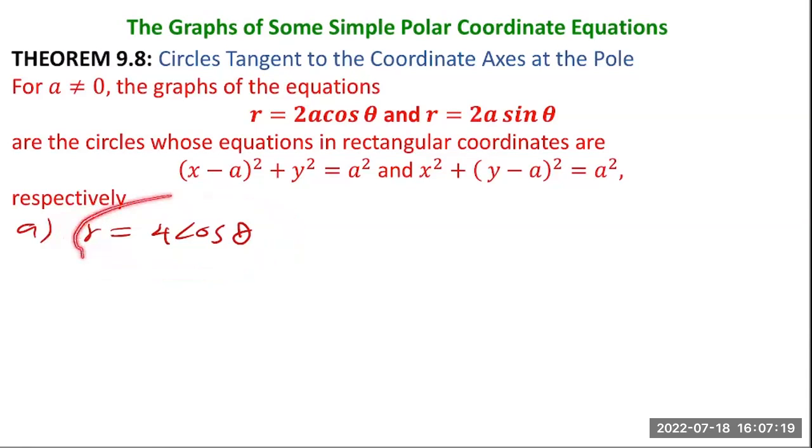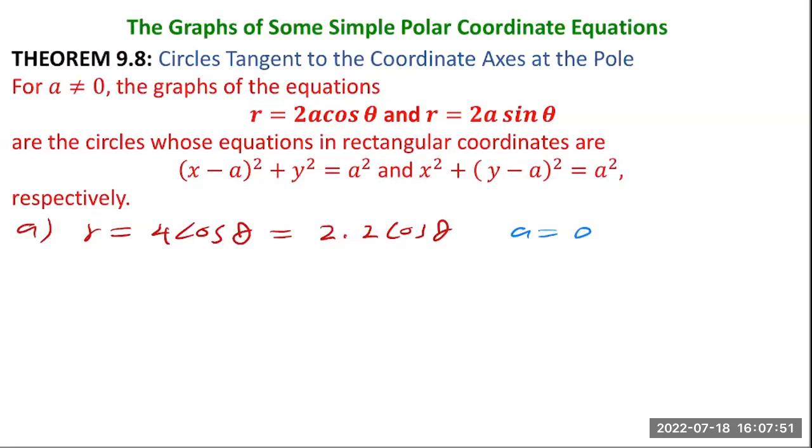The rectangular equation in the rectangular coordinates. How do we find the equation? Well, we can use this theorem. Compare this against this one. I can write this as 2 times 2 cosine theta. That way you can identify the value of a. This 2 should be in front by default. See, there's a 2 here. So the value of a is 2.